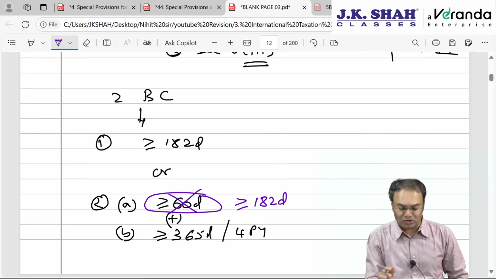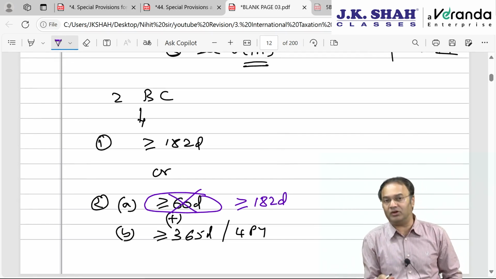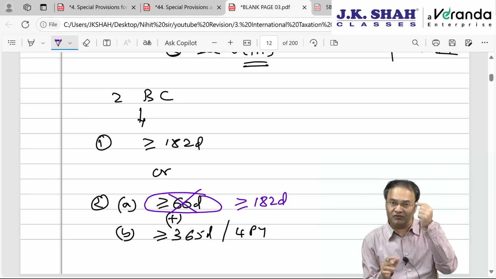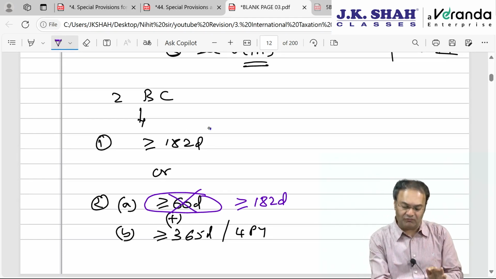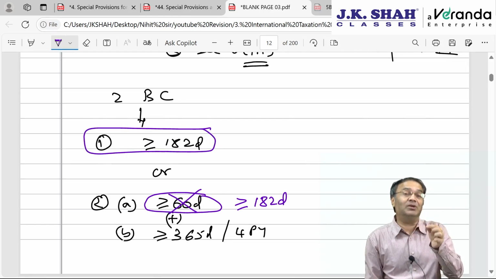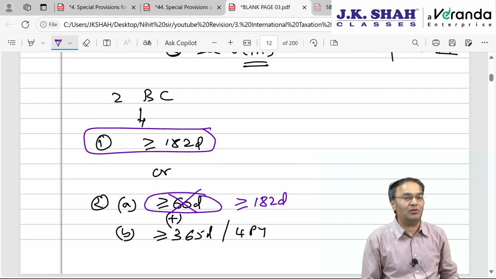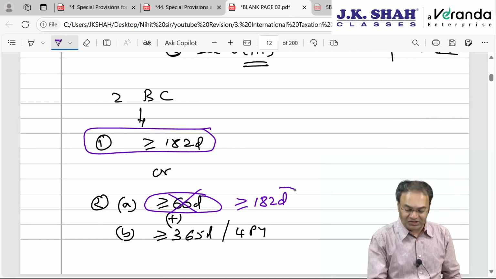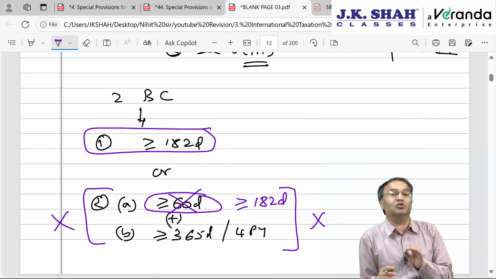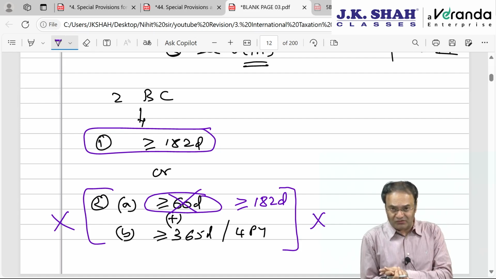What is the first exception? You know pretty well. I'll show it to you, but before that, the first basic condition will remain intact, 182 days or more. The second basic condition's part A will be changed from 60 days to 182 days, making this second basic condition totally redundant. For which kind of people? It is applicable to those who are citizens of India. Remember very carefully, it is only for citizens of India.